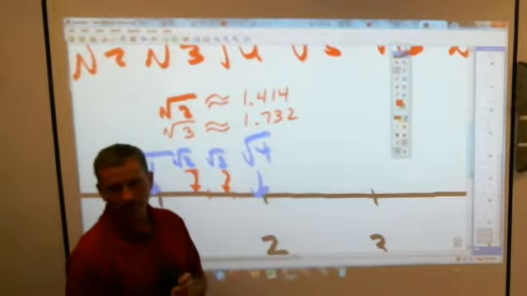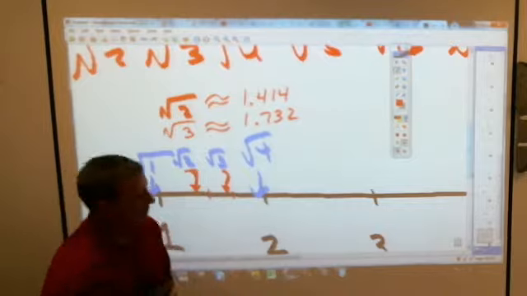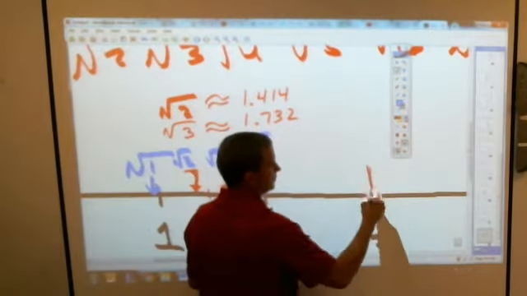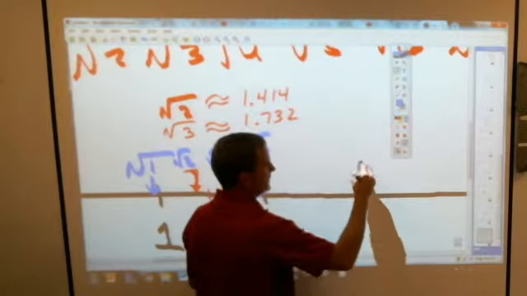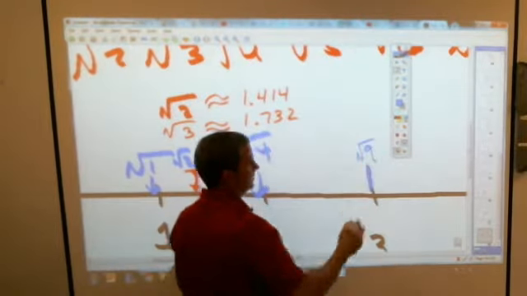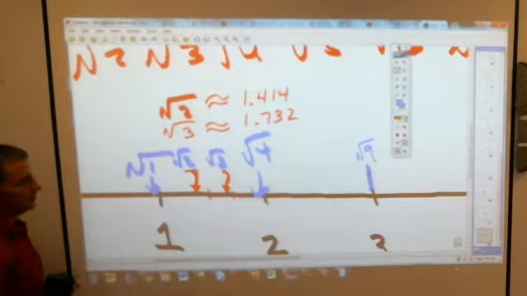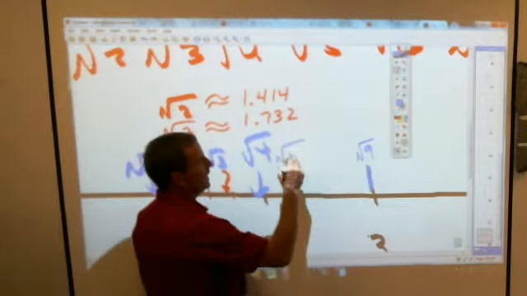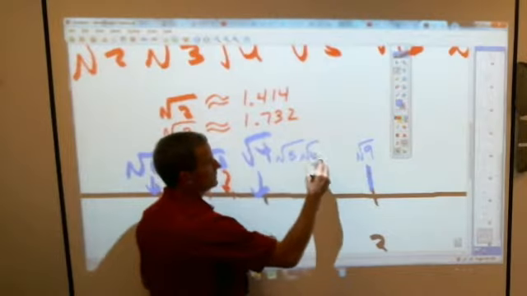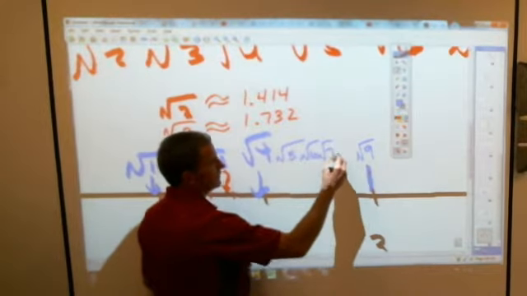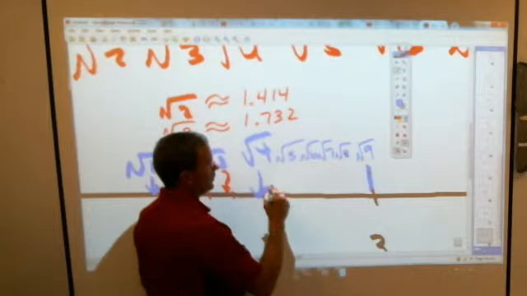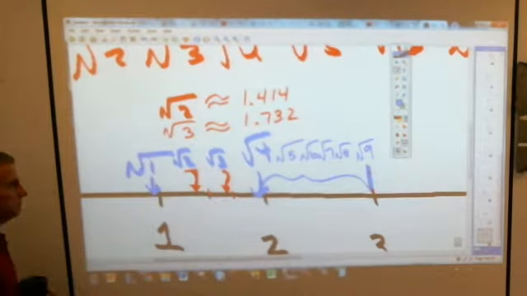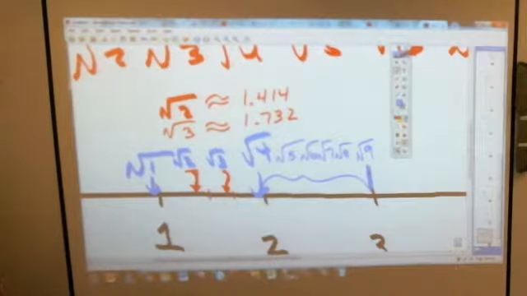The square root of 9 is 3. So right here, children, I'll do it in blue, right here at 3 is the square root of 9. Which means what has to fall between 4 and 9? The square root of 5, the square root of 6, the square root of 7, the square root of 8 all have to fall in this little patch right here. We're not going to write them all down, but you just know they have to fall there.